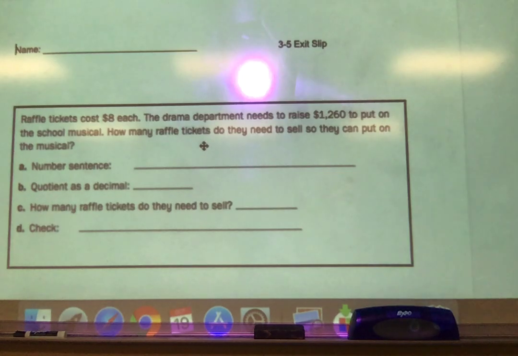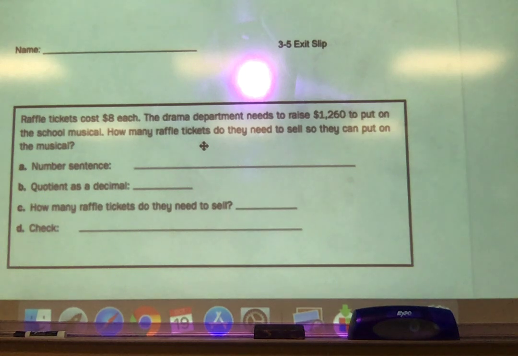We're going to go through the answers here for exit slip 3-5. Our I can statement is to be able to find quotients using that traditional US long division algorithm. All right, so we're going to have a few problems to look at dealing with division here. So the first one's a word problem.